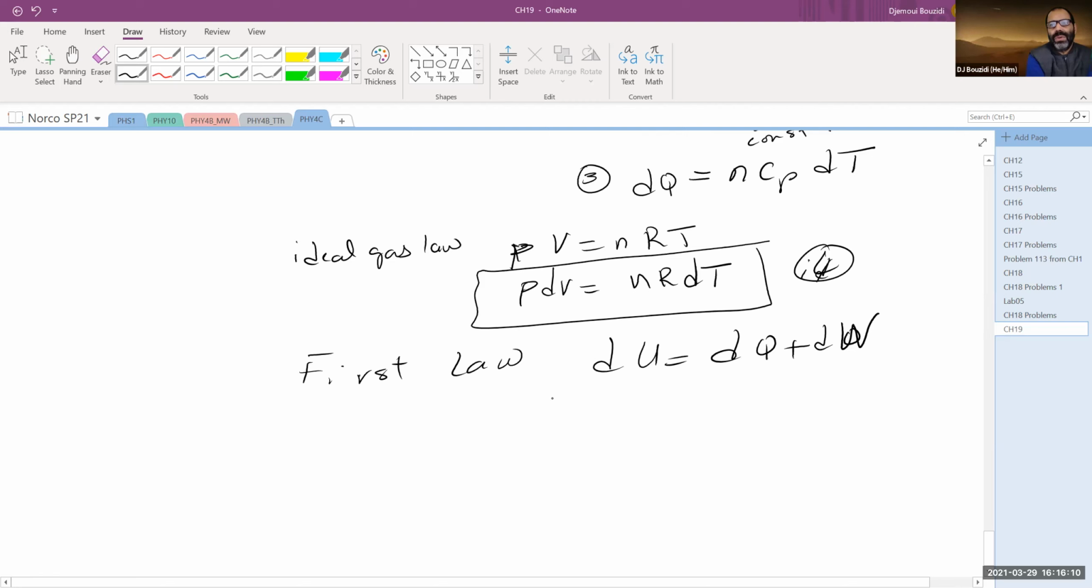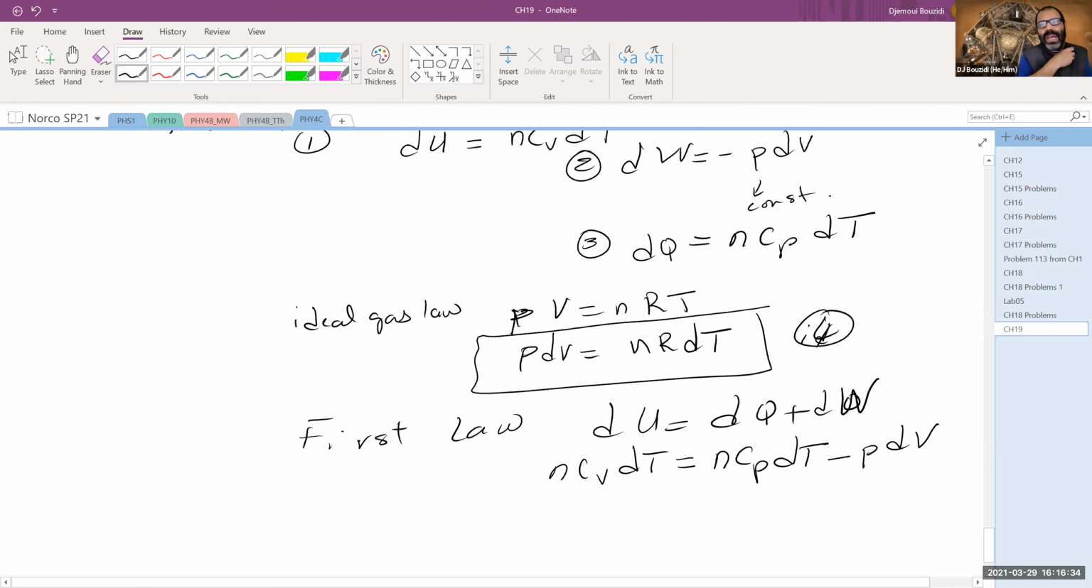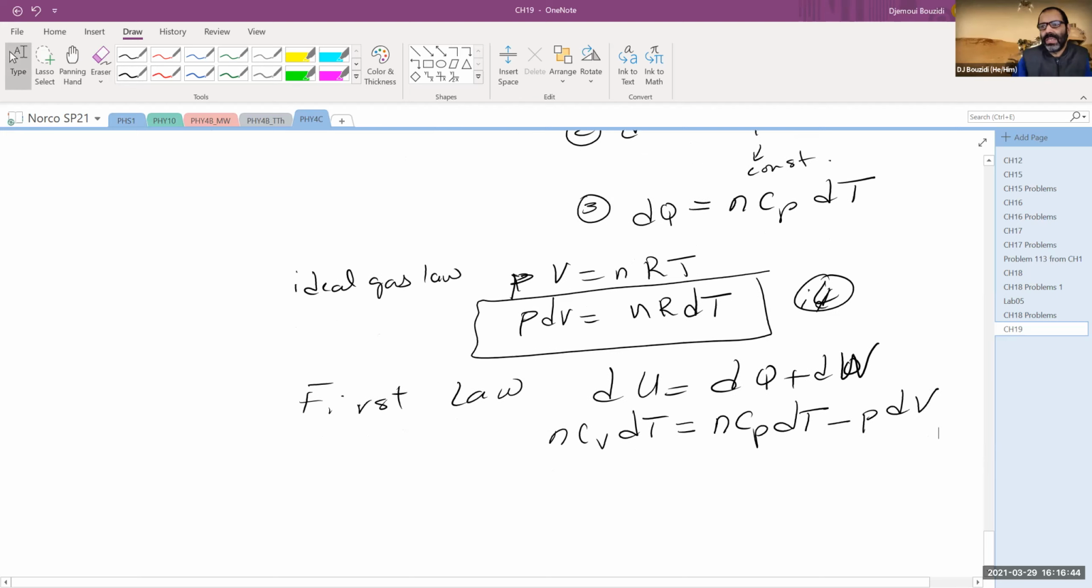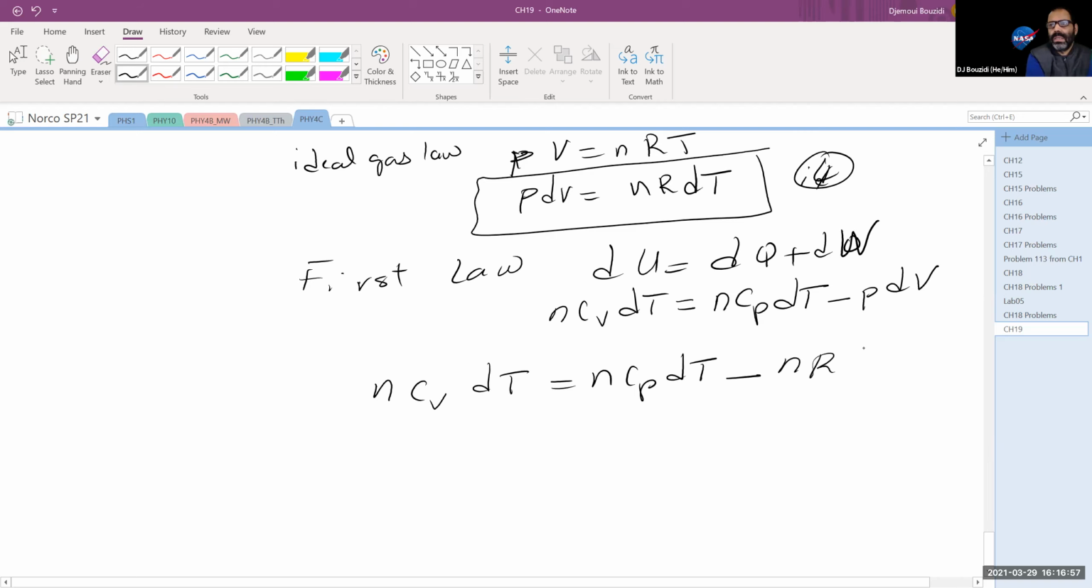Okay? So we're going to plug everything in. dU from equation 1 is nCv dT. dQ from equation 3 is nCp dT. dW from equation 2 is equal to minus P dV. The only thing that we need to include is another equation, which is equation 4, and equation 4 gives me P dV, which is nR dT. So all I have to do is include that in this expression, and then I have the following: nCv dT is equal to nCp dT minus P dV, and P dV is nR dT. So this is nR dT.